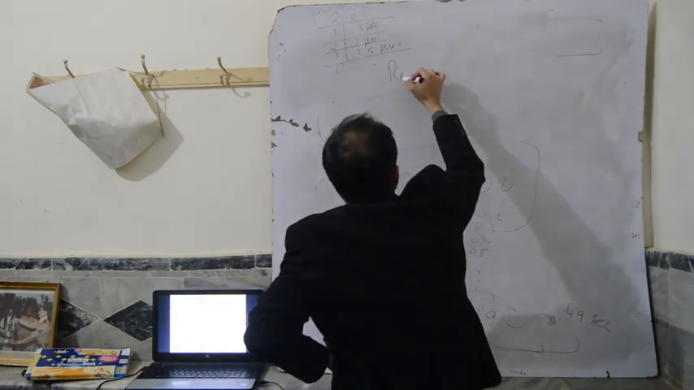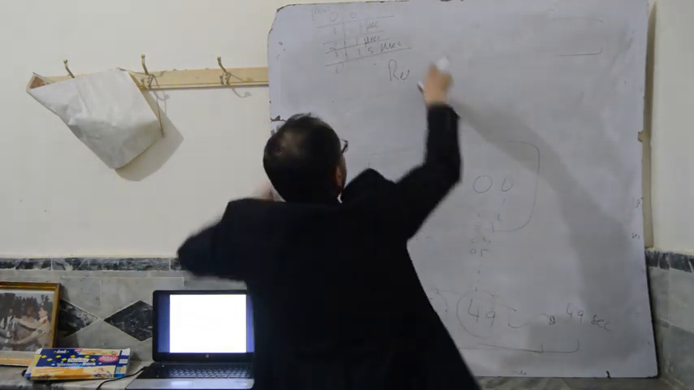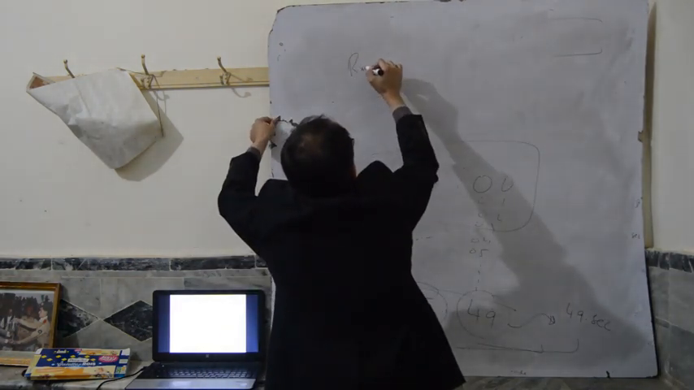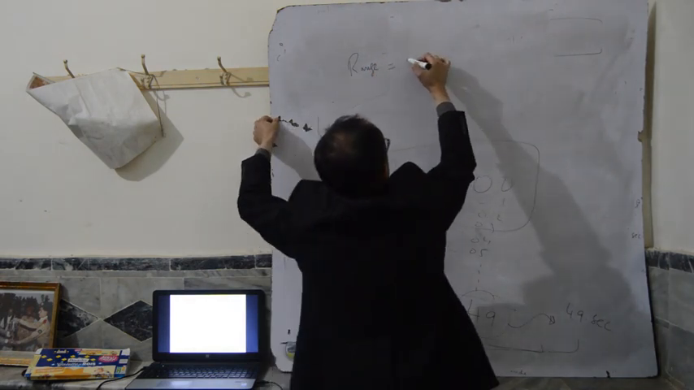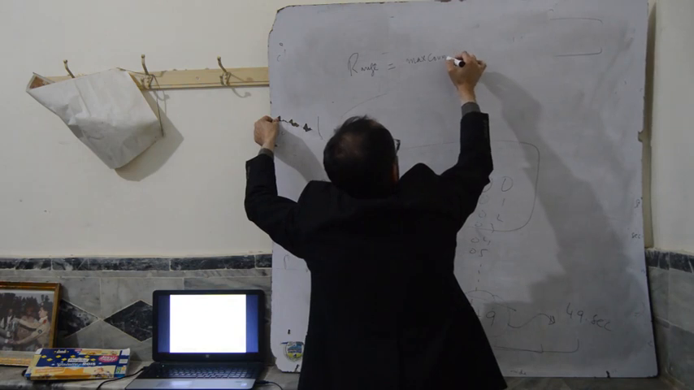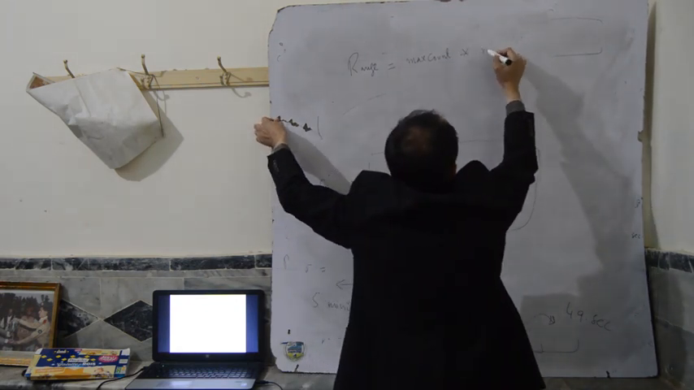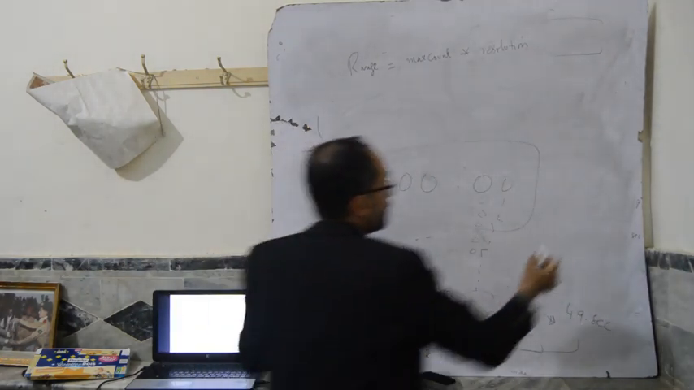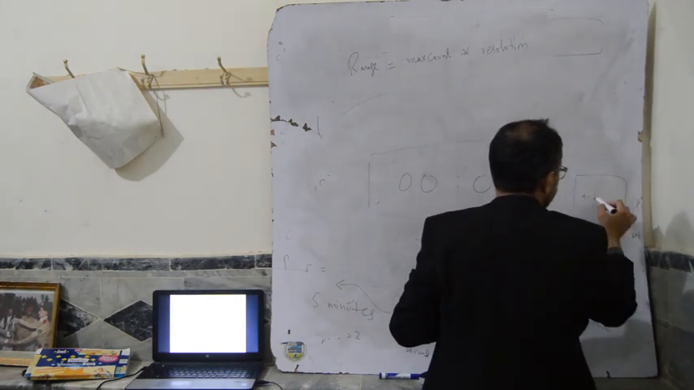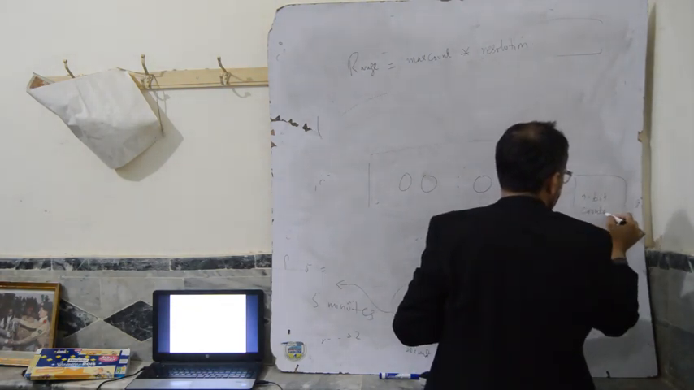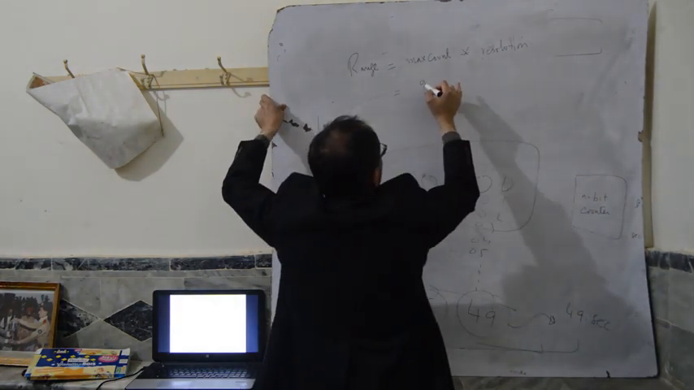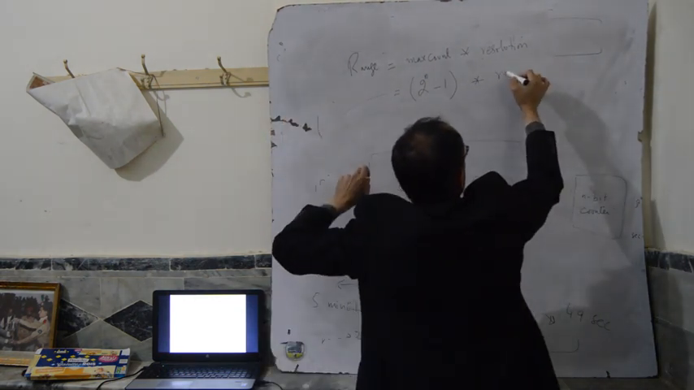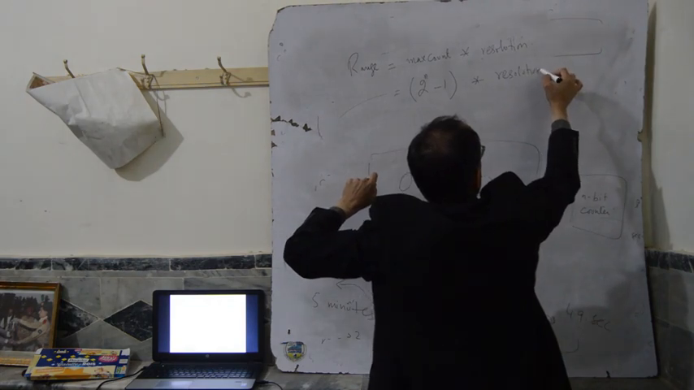How can we increase the resolution? So what is resolution? How can we increase the range? The range is equivalent to the maximum count multiplied by the resolution. Let's assume that we are using an n-bit counter. So the maximum count will be 2 raised to n minus 1, multiplied by the resolution.